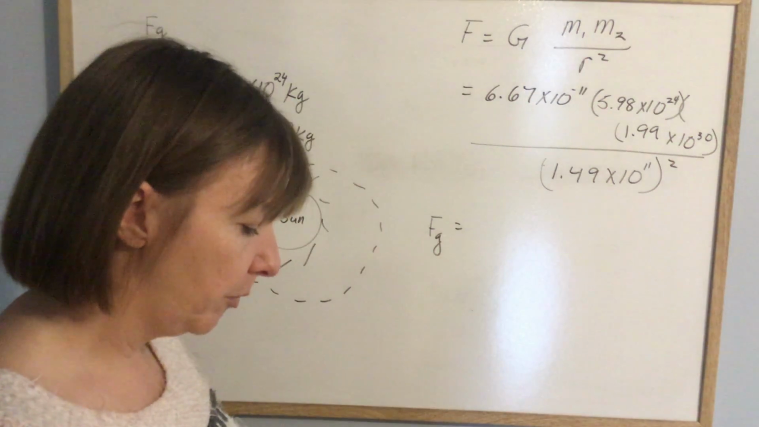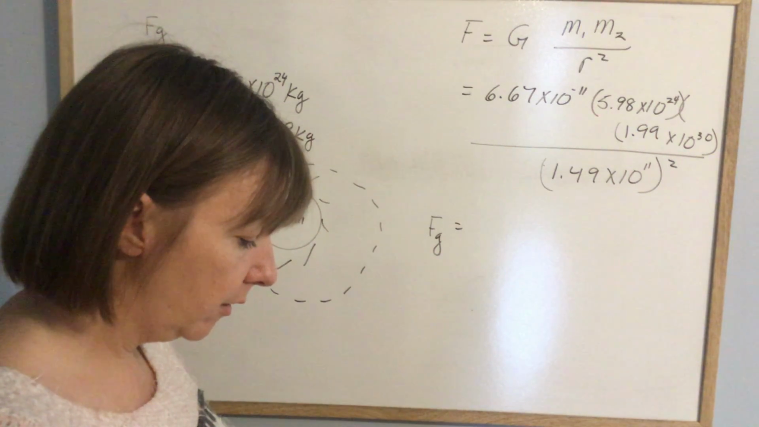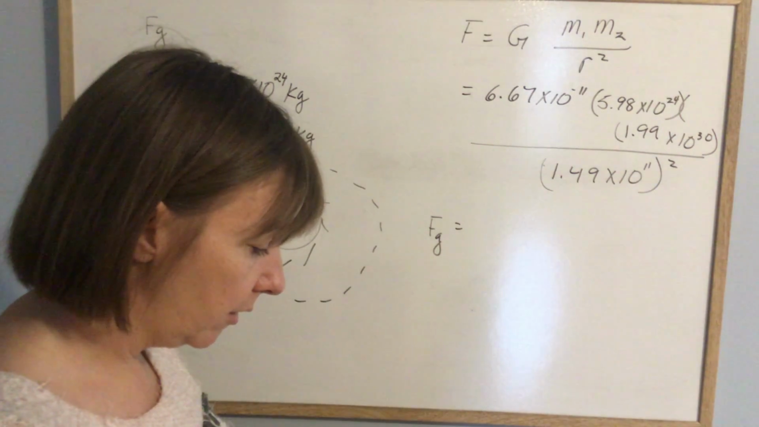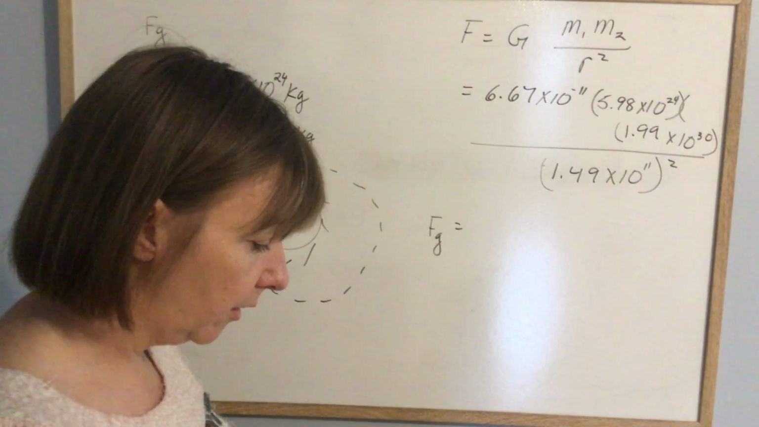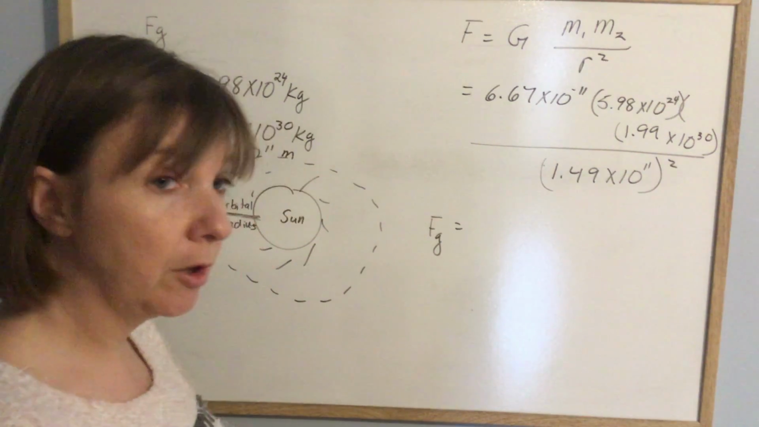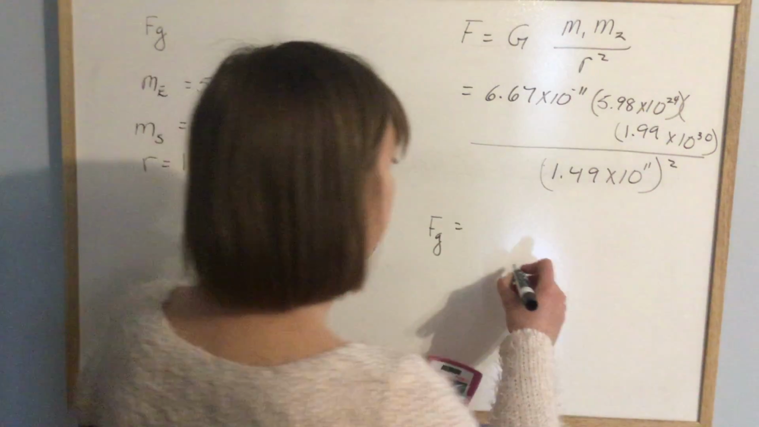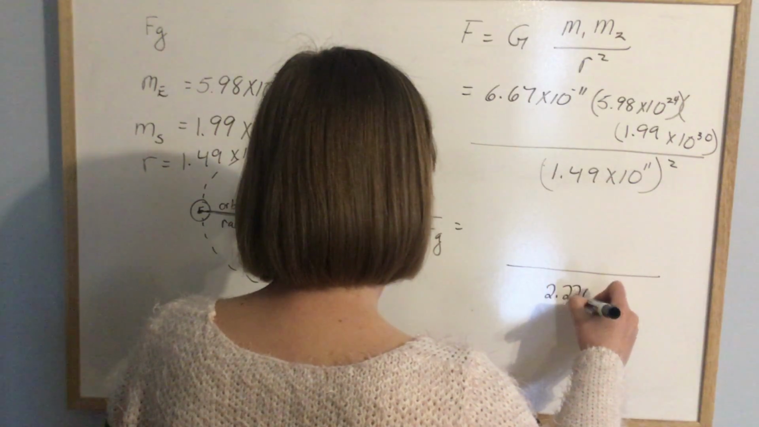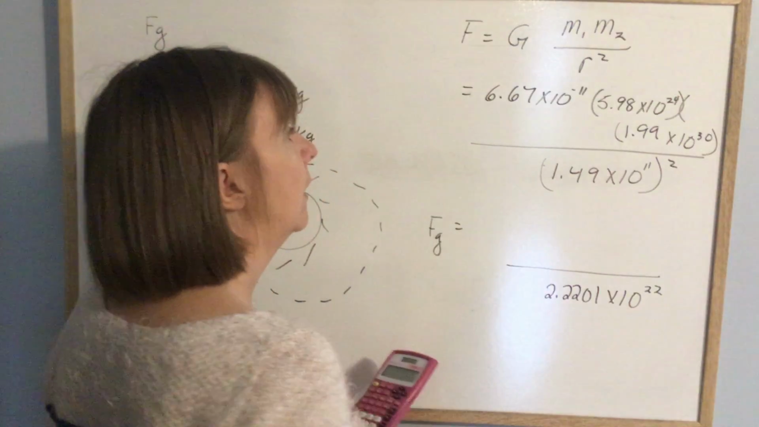So I'm going to put a bracket and I'm going to put 1.49 times 10 to the 11th. I'm going to close that bracket and I'm going to go squared. And that's actually going to give me 2.2201 times 10 to the 22nd.